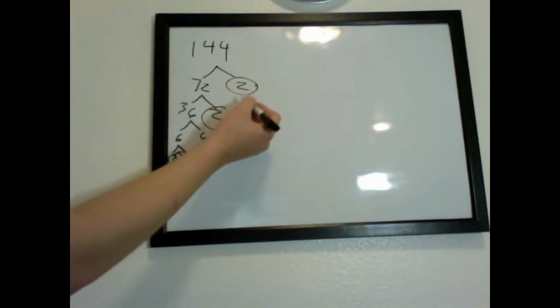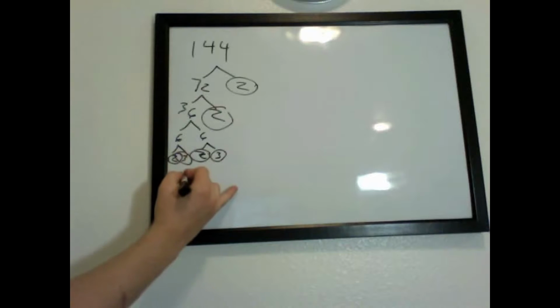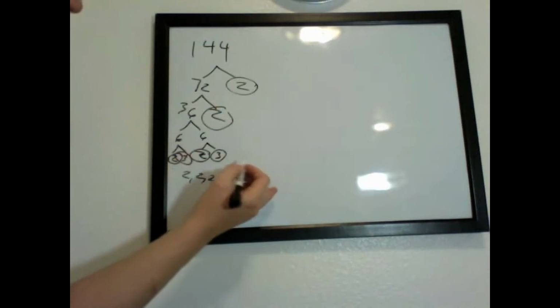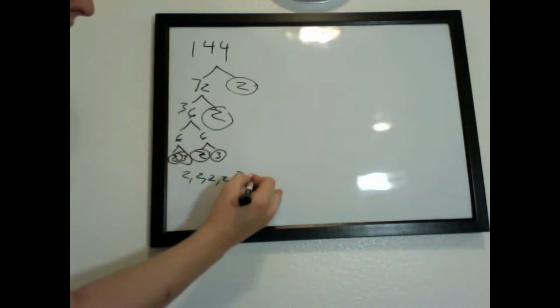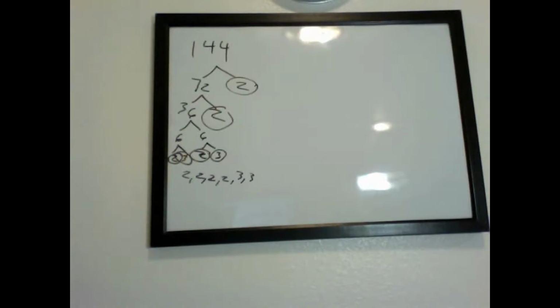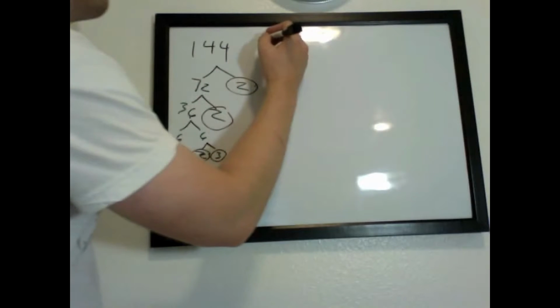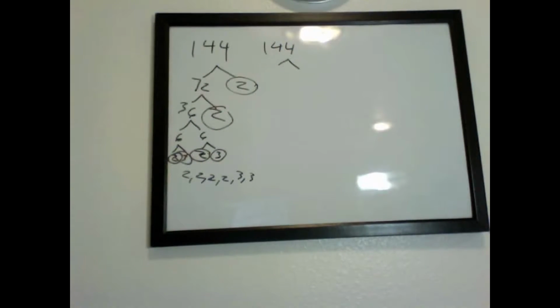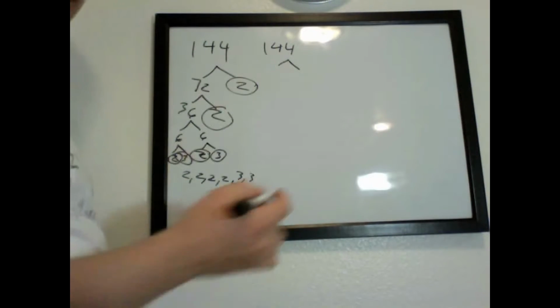So how many 2's do we have? 1, 2, 3, 4. 2 3's. 3 and 3. Yeah? Okay. Now we can do 144 once again. This time, I know 2 numbers off the top of my head, 12 and 12.